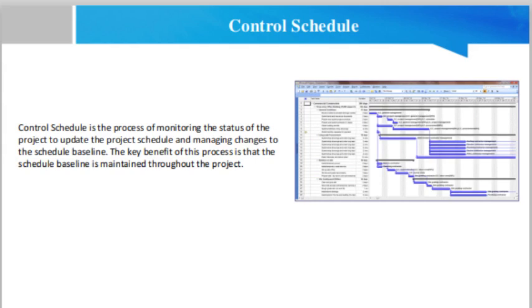Control schedule, as a component of the Perform Integrated Change Control process, is concerned with determining the current status of the project schedule, influencing the factors that create schedule changes, reconsidering necessary schedule reserves, determining if the project schedule has changed, and managing the actual changes as they occur.